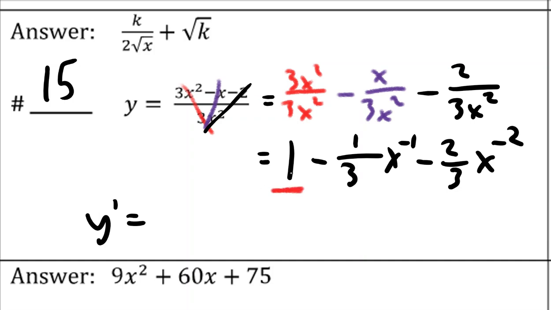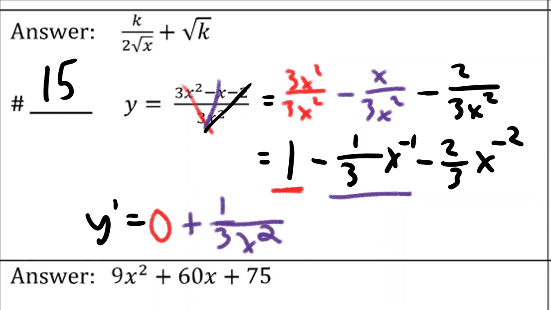And then finally you do calculus. The derivative of a constant is 0. The derivative of this guy would be power rule. So bring the power down, lower the power by 1. I'm just going to move that straight to the denominator.